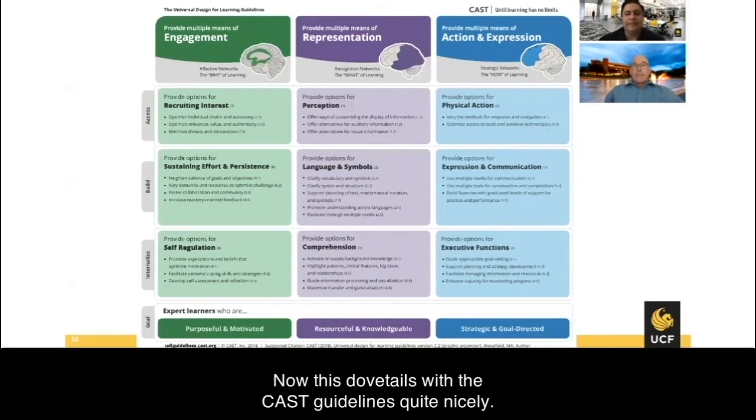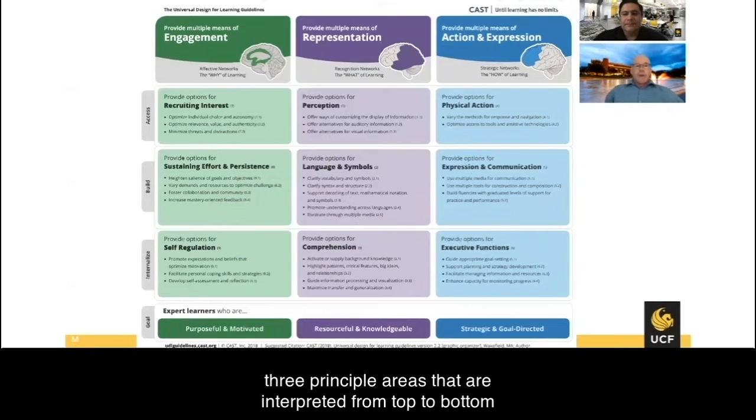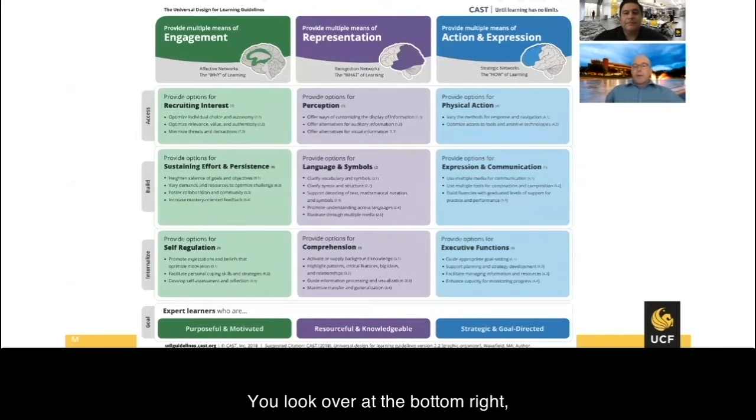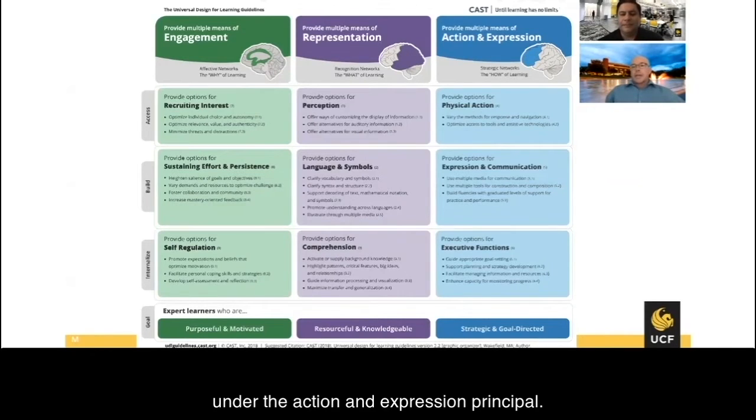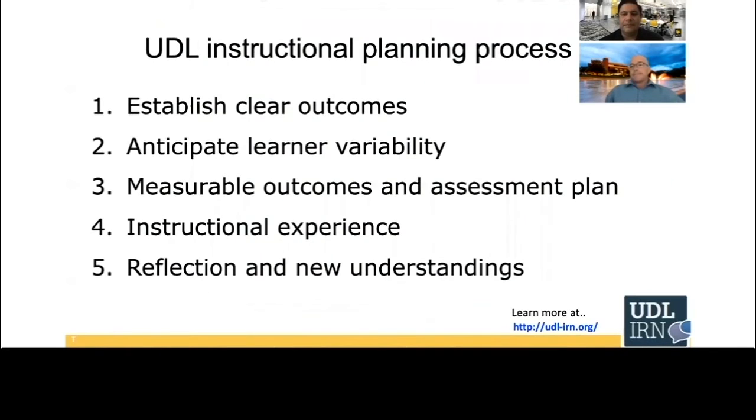Now, this dovetails with the CAST guidelines quite nicely. So if you look at the CAST guidelines as presented here, this is the second iteration of the guidelines. And keep in mind that you have three principal areas that are interpreted from top to bottom and then horizontally from left to right. You look over at the bottom right, you'll see that executive functions are supported through a number of guidelines under the action and expression principle.